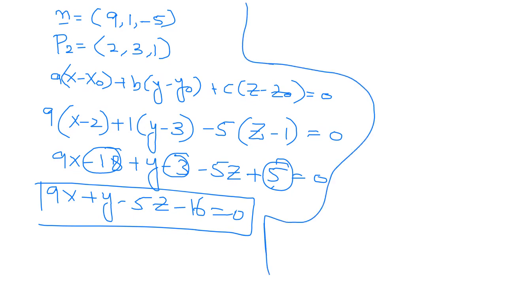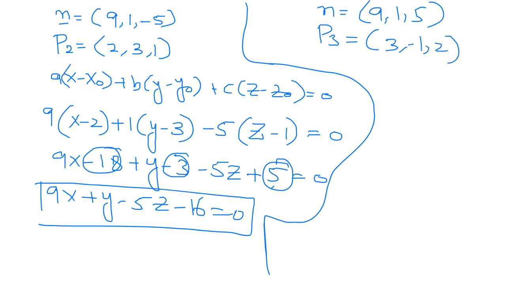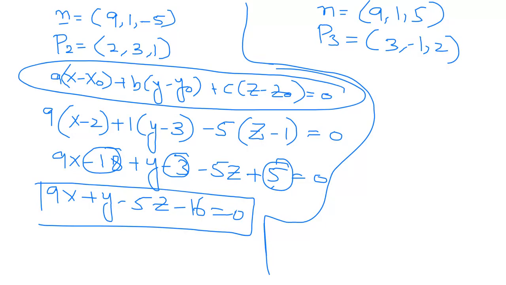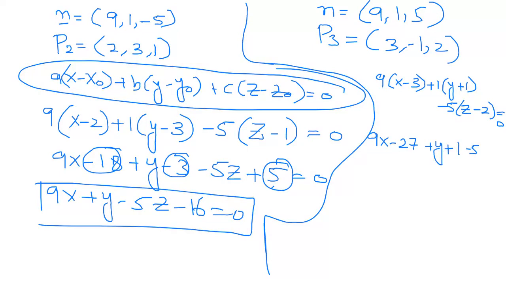Similarly, you can choose the point 3. Same normal vector 9, 1, and -5. And if you choose point 3, which is equal to what? 3, -1 and 2. Okay, if you substitute here, you will get what? 9(x minus 3) plus 1(y plus 1) minus 5(z minus 2) is equal to 0. So that is 9x minus 27 plus y plus 1 minus 5z plus 10 is equal to 0. 9x plus y minus 5z, minus 27 plus 1 is minus 26, minus 26 plus 10 is minus 16, is equal to 0.